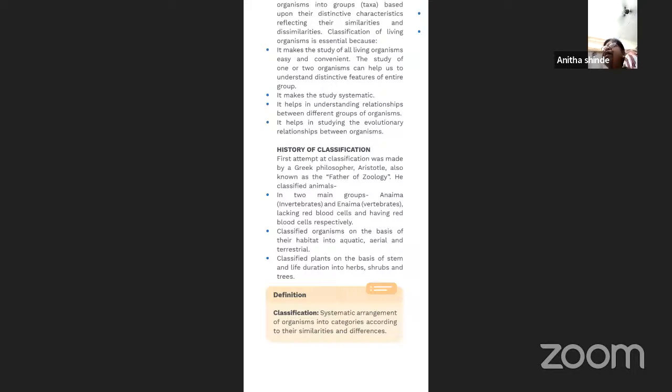Aquatic animals means the animals which live in water. Aerial means birds and others which occur only in the air. Terrestrial means those which live on land. So he classified them on the basis of their habitat into these three different categories.